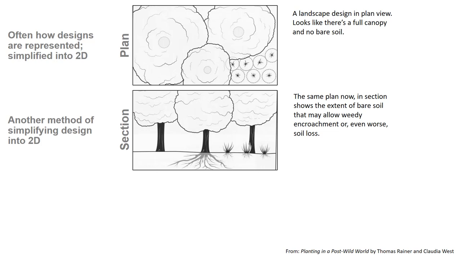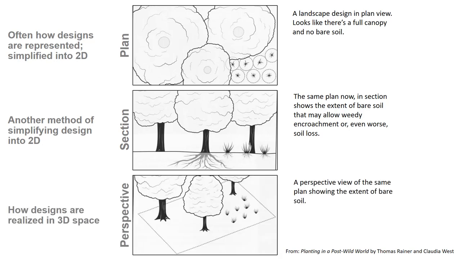Another way we can think about design is in what's called section. So this is looking, if we were to cut through the landscape and see the plants growing vertically, and this is the exact same design, but instead of looking down on it, now we're looking at it in section. And we can see that there's actually a lot of bare ground under those tree canopies, areas that would be available for weeds to begin to grow.